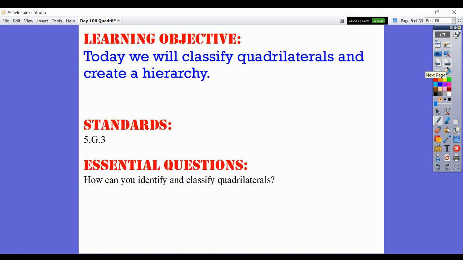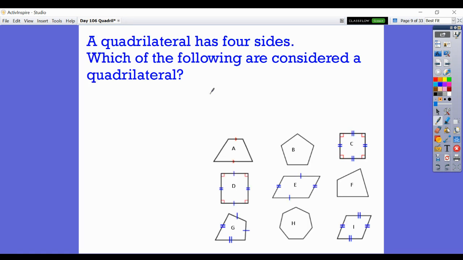Learning objective. Today we will classify quadrilaterals and create a hierarchy. Oh, I like that word, hierarchy. That means ordering them. Standard is 5G3. Essential question. How can you identify and classify quadrilaterals? A quadrilateral has four sides, as we just discussed. Which of the following are considered a quadrilateral? Pause here, answer that question, and come back when you have it.